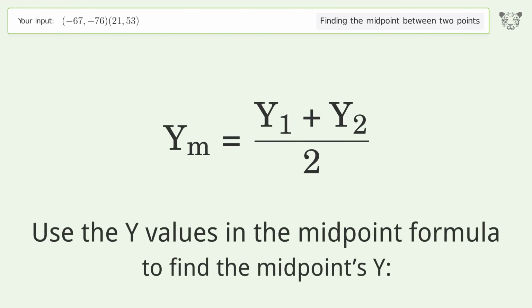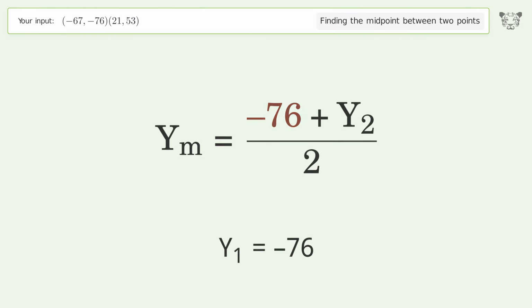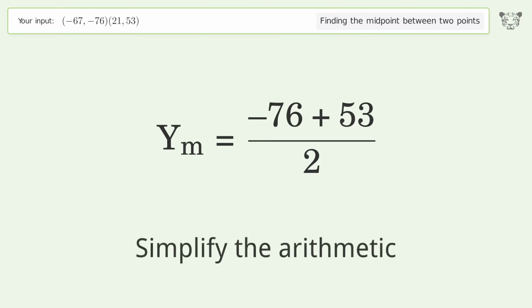Use the y values in the midpoint formula to find the midpoint's y. y1 equals -76. y2 equals 53. Simplify the arithmetic.